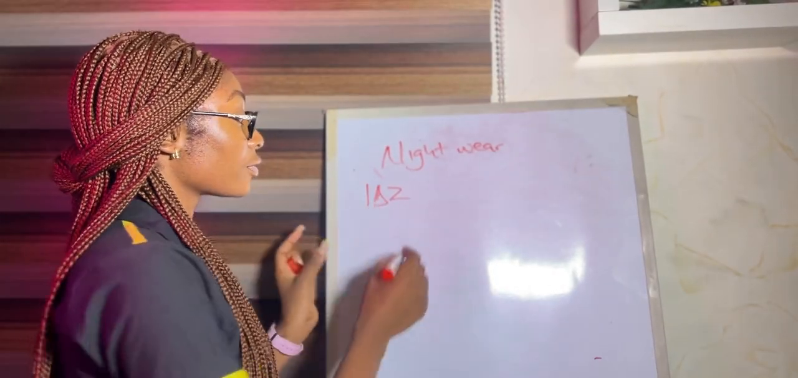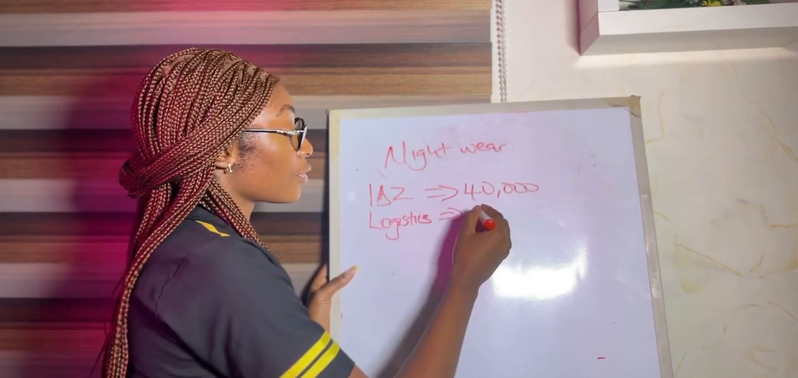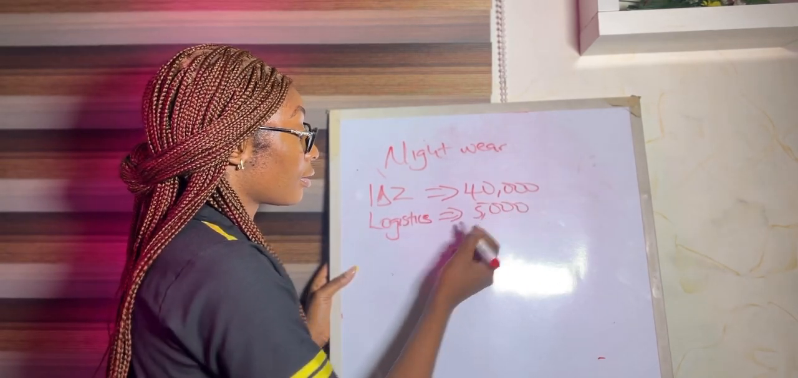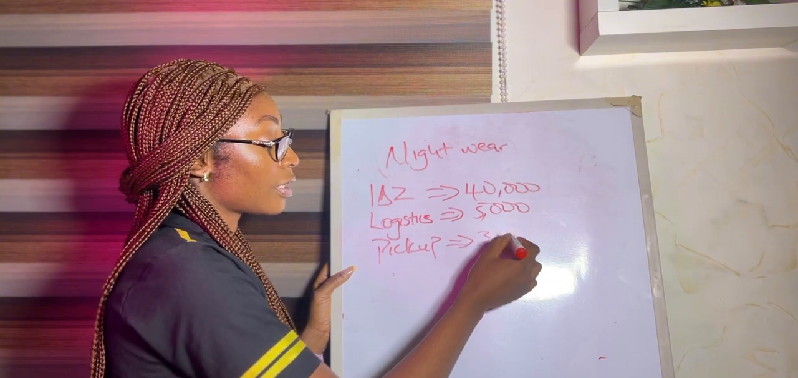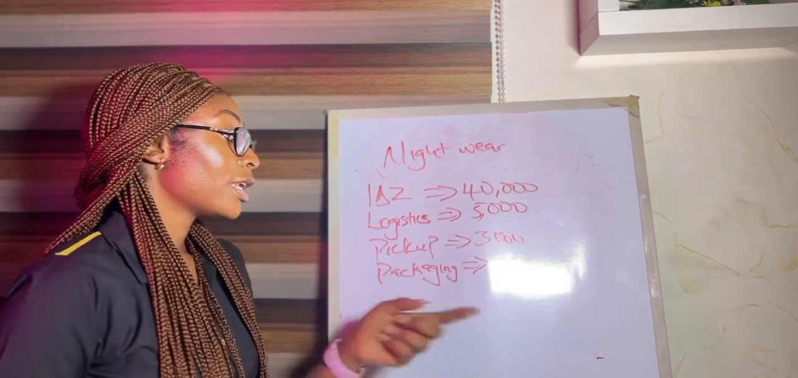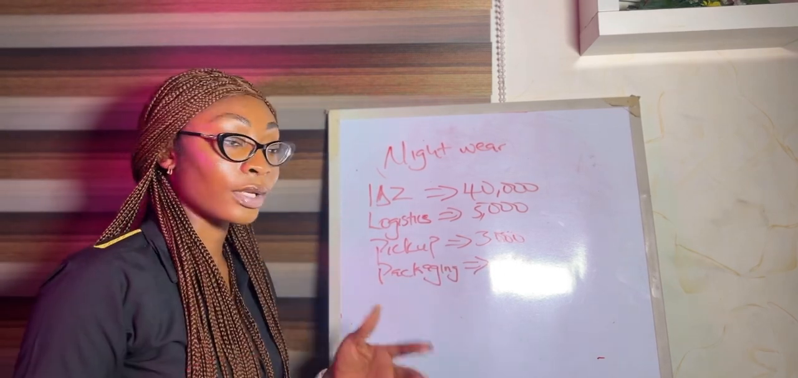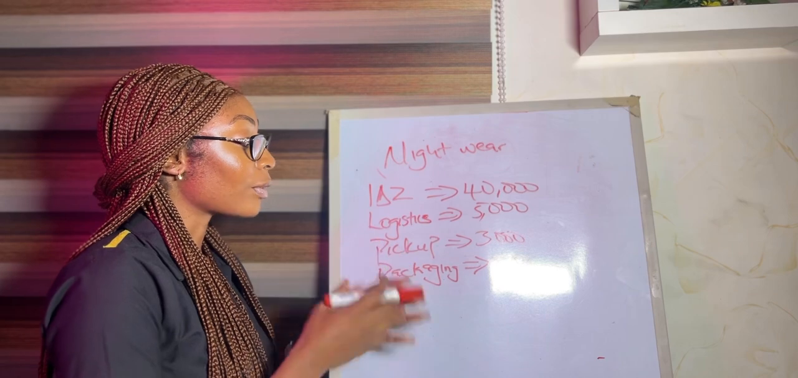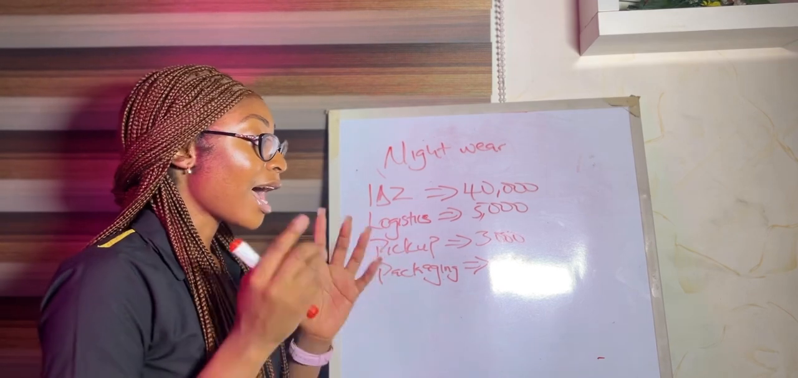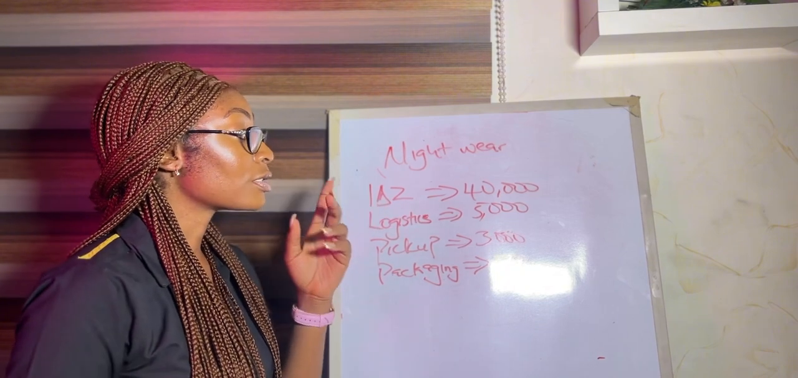I buy a dozen of nightwear for 40,000 naira, logistics for 5,000 naira, pickup for 3,000 naira, packaging for 800 naira. Now, how do I calculate my packaging? I calculate the entire amount of money I use in buying the nylon I will use to package it, and just calculate how much it will cost per piece and how much it will cost for 12 pieces, since 12 pieces make a dozen.